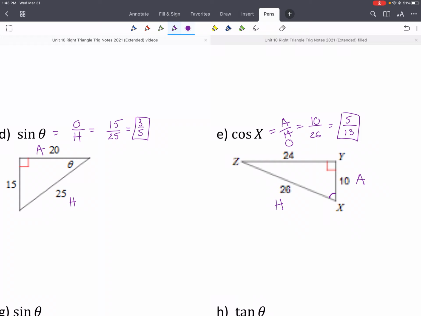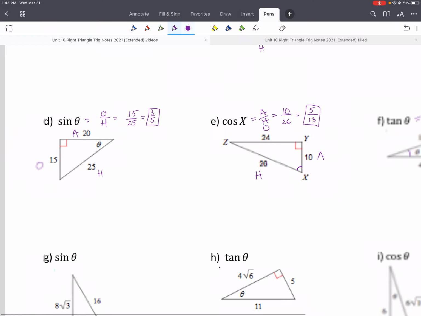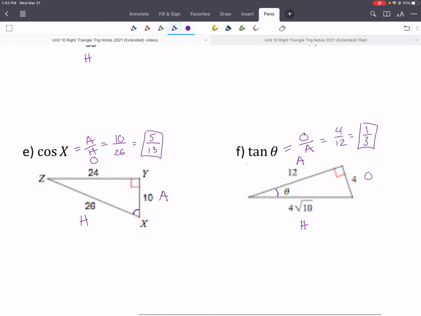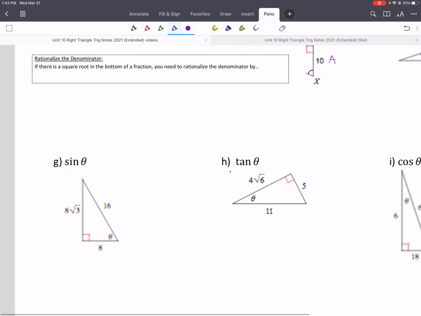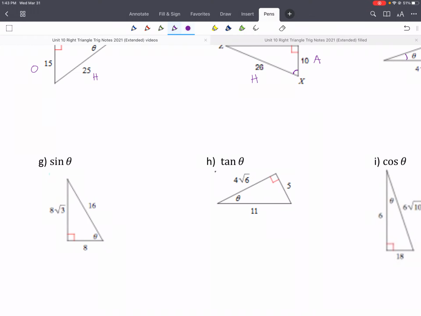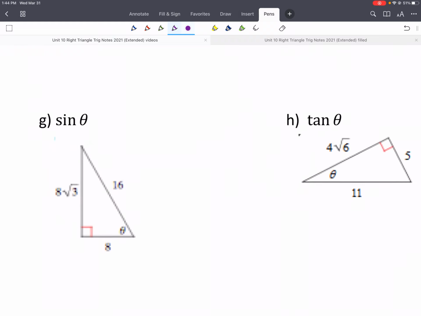Tangent could be different because you can see why. For example, here, say we had this be your reference angle, you'd do something like 12/4, and that could be more than 1. Okay? But just kind of interesting about sine and cosine, they're always less than 1.